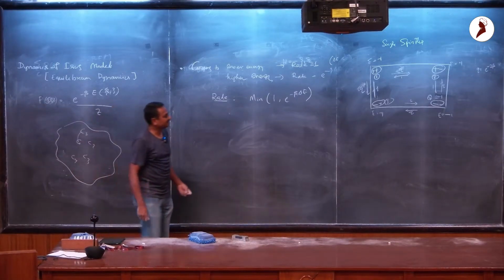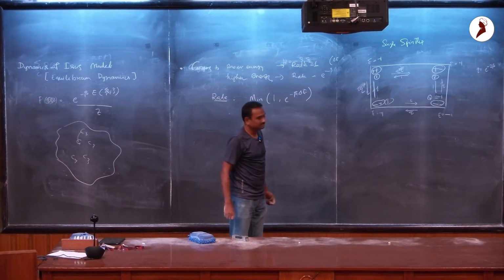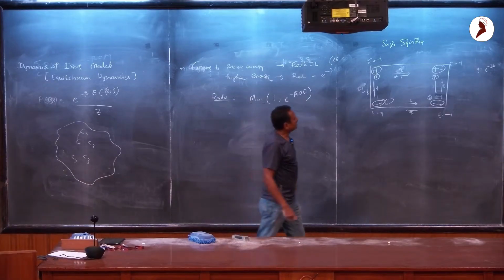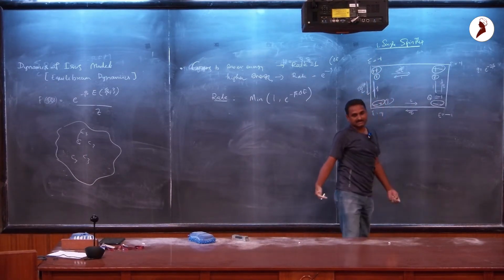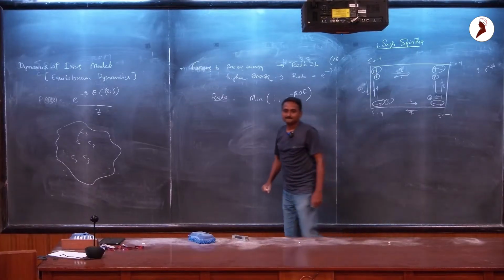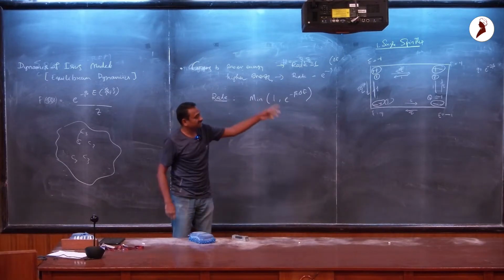Sorry, what is the reason for considering only single spin dynamics? For the time being we do the single spin dynamics, but we can do the multiple spin dynamics also. This is just an example I'm giving. You can put the other rates also.